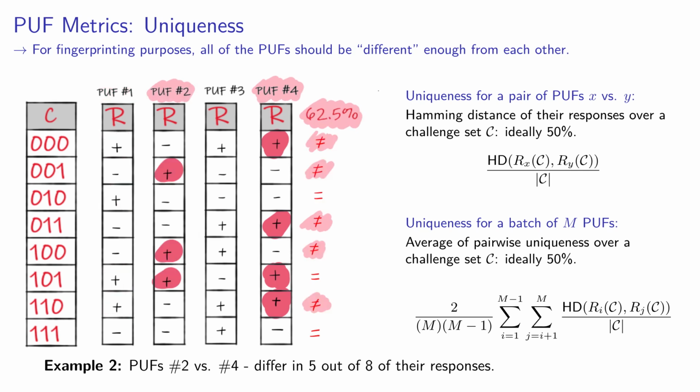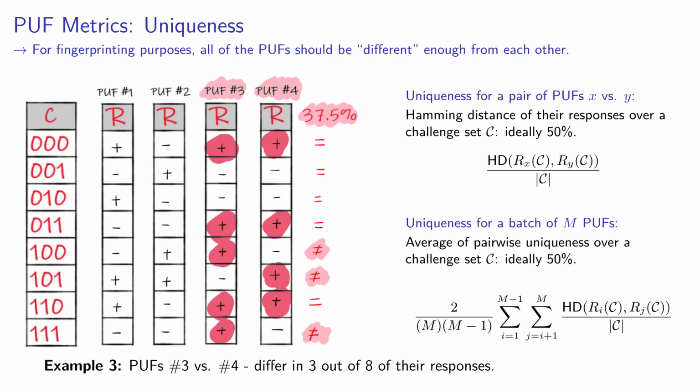PUFs number 2 versus number 4 differ in 5 out of 8 of their responses, or 62.5% of the time. These PUFs are very unique relative to each other, but this is not a property that can hold across a large batch of PUFs, since a challenge has only 2 possible responses. PUFs number 3 versus number 4 differ in 3 out of 8 of their responses, or 37.5% of the time.